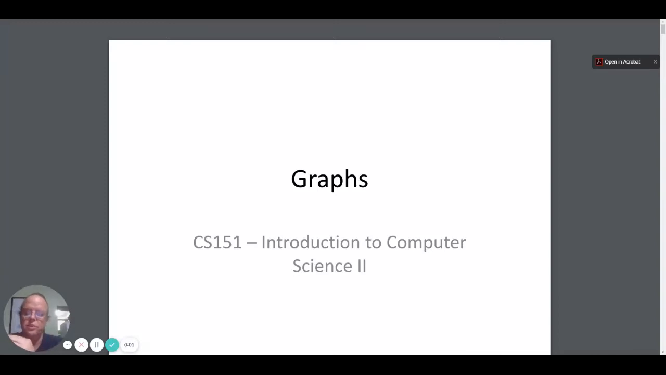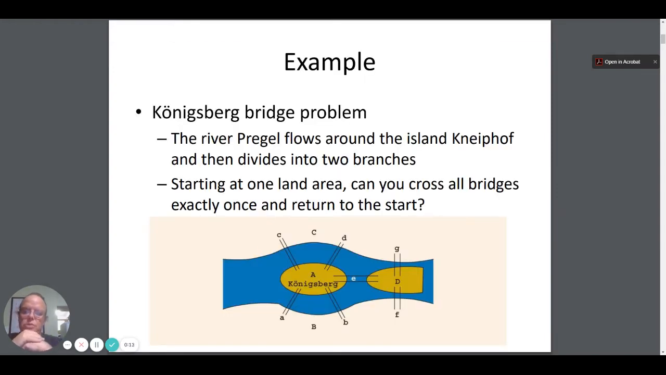So this evening I want to talk about our second different type of advanced data structure, and those are graphs. We'll take a look at graphs this evening because they're an important data structure. And we'll start with a little bit of motivation, and this has to do with the Königsberg Bridge problem.